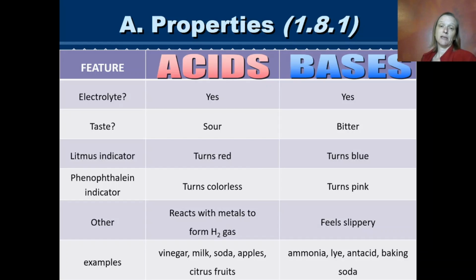That's not the only acid-base indicator, though. Phenolphthalein is a common indicator that we have used in class. In acid, phenolphthalein is colorless. It looks like water, but then in the presence of a base, it turns pink. Acids undergo a variety of characteristic chemical reactions. For instance, they react with metals to form hydrogen gas.